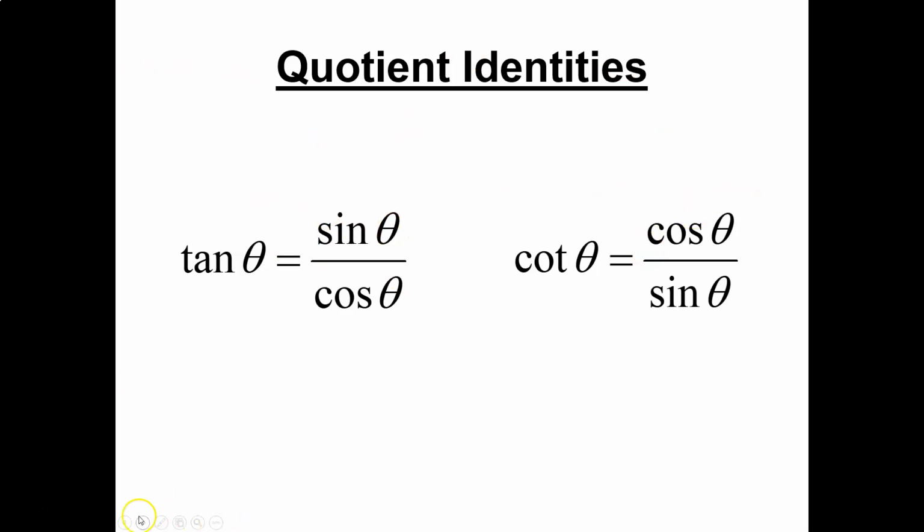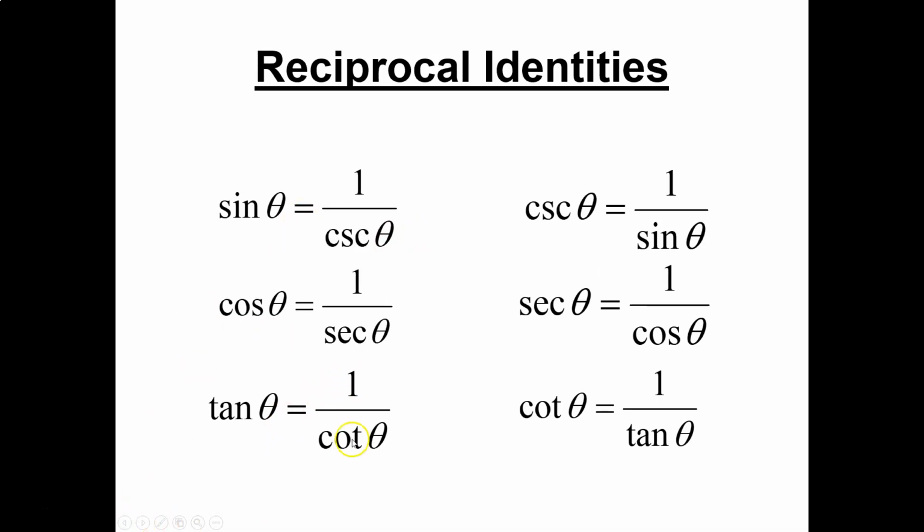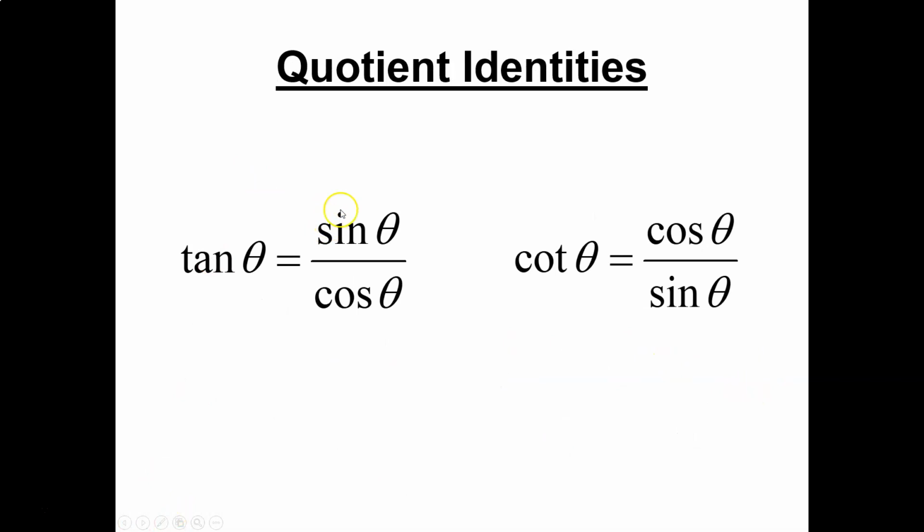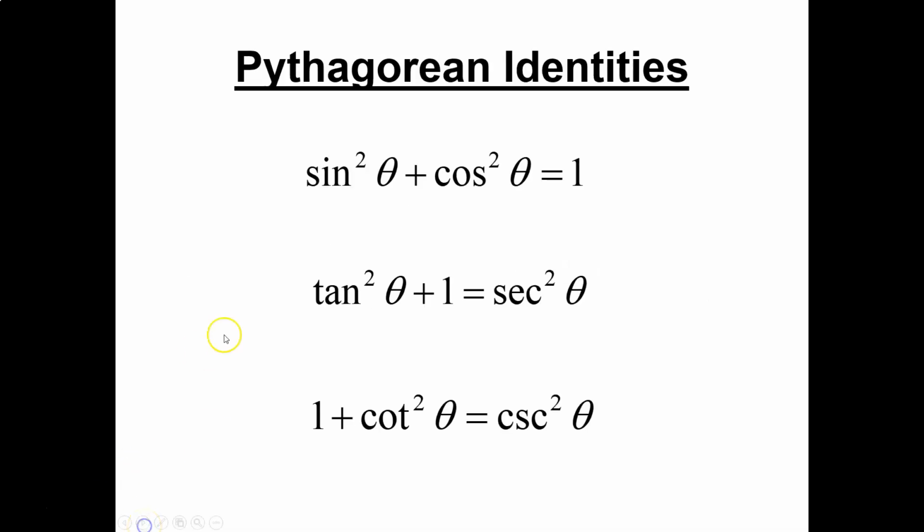What I do see sometimes is students writing tangent as 1 over cotangent and 1 over tangent. For reciprocals, all of these should be 1 over. The quotient identities are the ones with sine and cosine. What I see sometimes is students get those mixed up, so make sure you've got those.